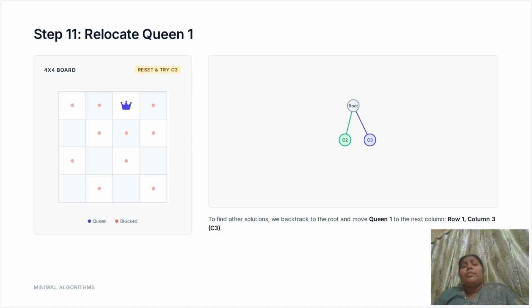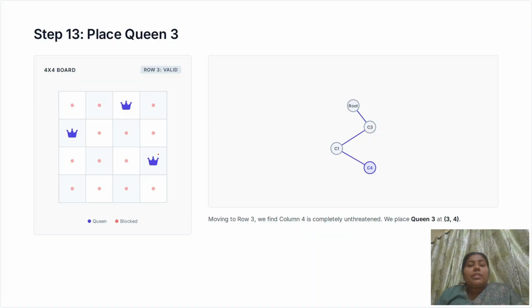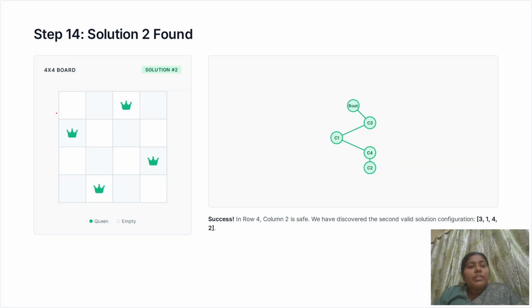Now, in order to find another solution, I'm just going to place the Q on the third column of the first row. I'm just placing the Q here. Going to the next solution, I'm now able to place the Q on the first column of the second row. Next, I'm able to place the Q on the fourth column of the third row. So is there any other choice? Here I'm just having a choice.